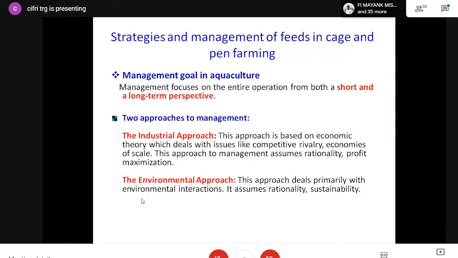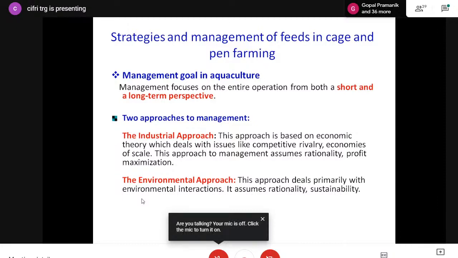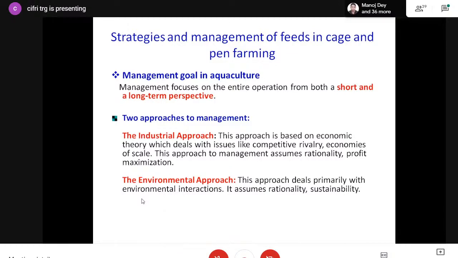In farm management, we should have a management goal. The management goal may be short-term or it may be long-term. Long-term means it is sustainable. Our issue is, how can we have successful aquaculture in the long term? And there are two approaches. One is the industrial approach, which is mainly economics, focusing on how the profitability will be more. The other is the environmental concern approach, where the profitability may not be that much, but we give more importance to sustainability.